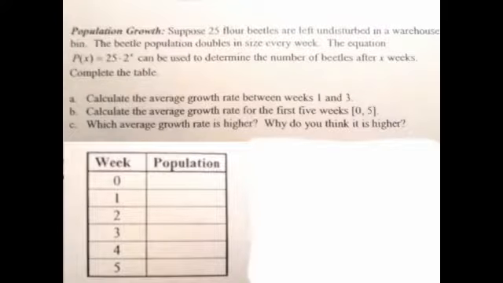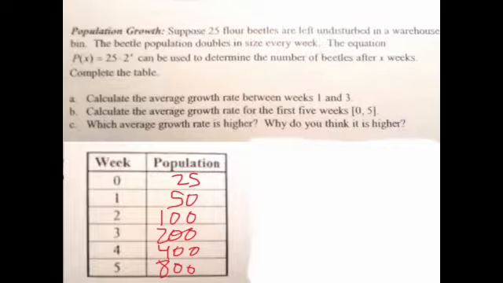And then we got this one where you start out with 25 beetles, and so at week 0 your starting amount is going to be 25, and the amount of beetles doubles each week. So when you take that 25 and double it, you'll get the next week. If you double that, you'll get the next week. So 50 doubles to 100. Double that, you'll get 200. Double that, you'll get 400. Double that, you'll get 800. And that's quite a few beetles. But you might not notice depending on how big the warehouse is.